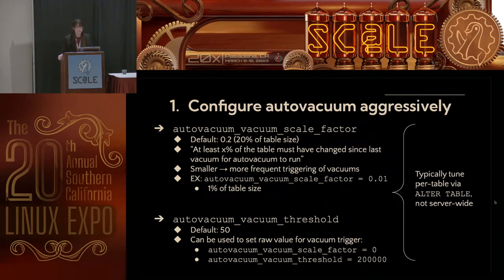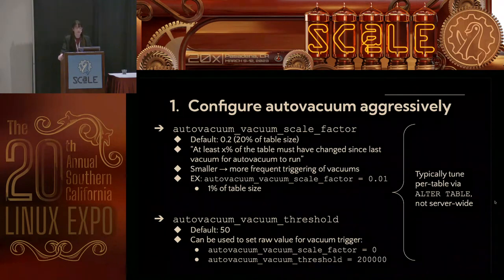The number 1 thing that you would probably change would be autovacuum_vacuum_scale_factor. By default, this is set to 0.2, meaning 20% of table size. What this basically means is that 20% of the table must have changed since the last vacuum ran for autovacuum to be triggered. So the smaller you make this configuration, the more frequently it will trigger.